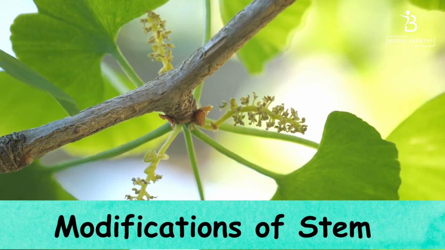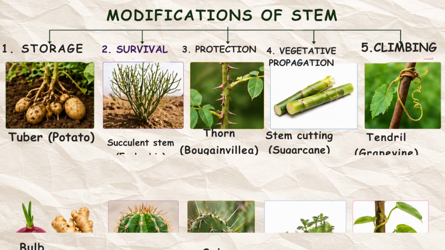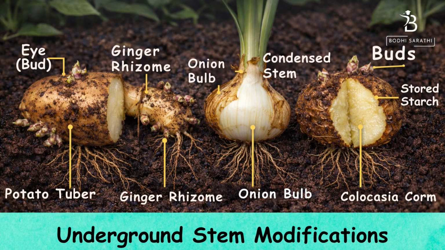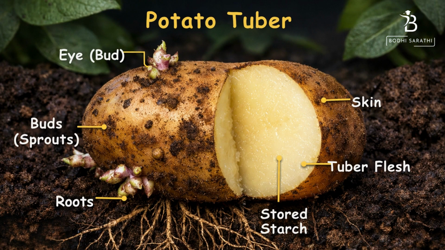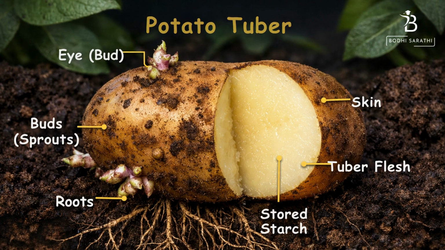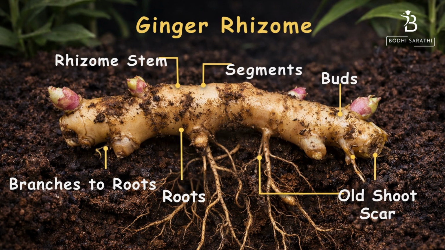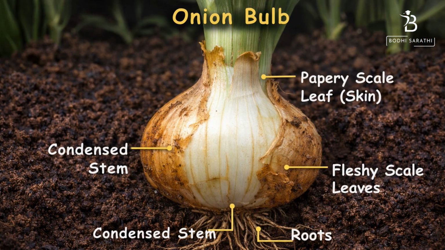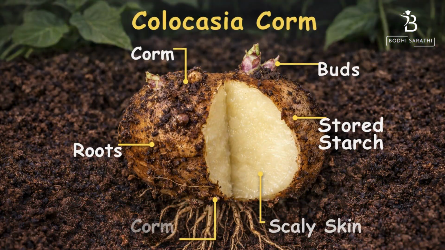Modifications of stem: the stem is modified for storage, survival, protection, vegetative propagation and climbing. Underground stem modifications: potato, tuber, stores food and bears buds called eyes. Ginger, rhizome, a horizontally growing underground stem. Onion, bulb, a condensed stem with fleshy scale leaves. Colocasia, corm, a short, swollen underground stem.